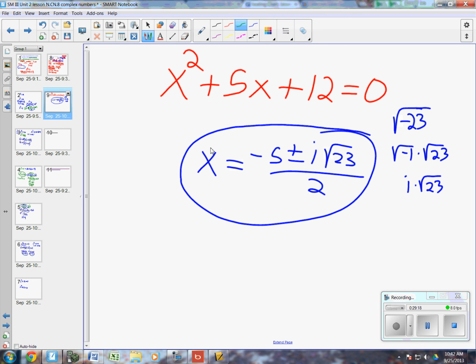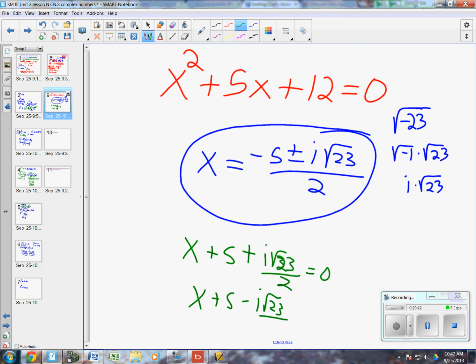Well, your answer would be this right here. Your answer would be x plus 5 plus i square root of 23 over 2 equals 0, and x plus 5 minus i square root of 23 all over 2 equals 0. Those are your two factors. If you multiplied those two factors together, you would get x squared plus 5x plus 12.